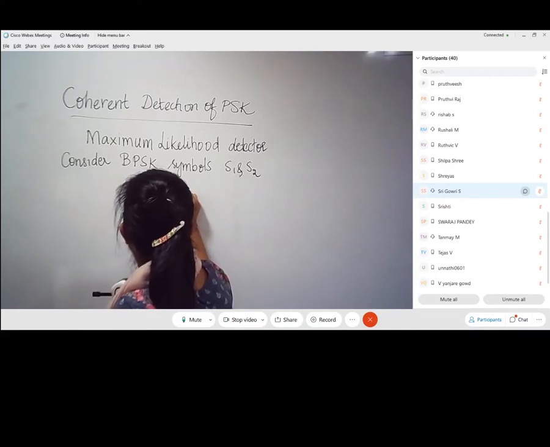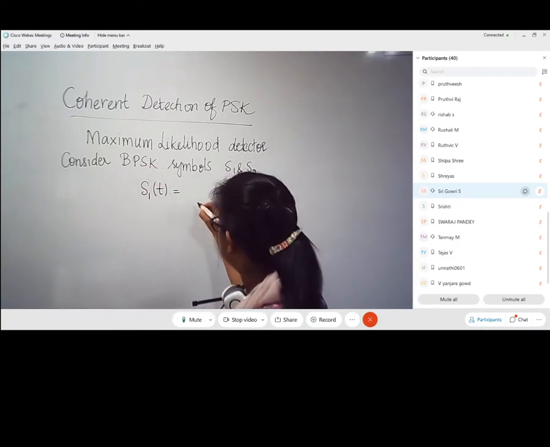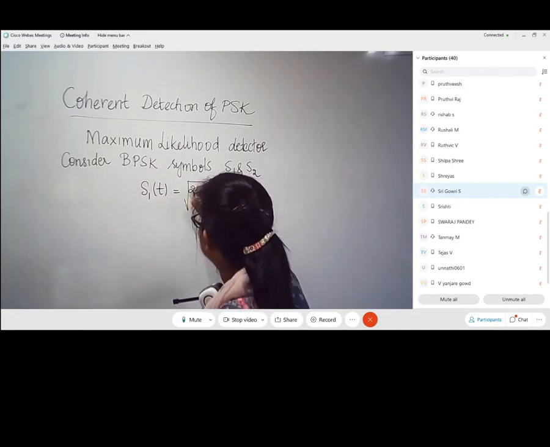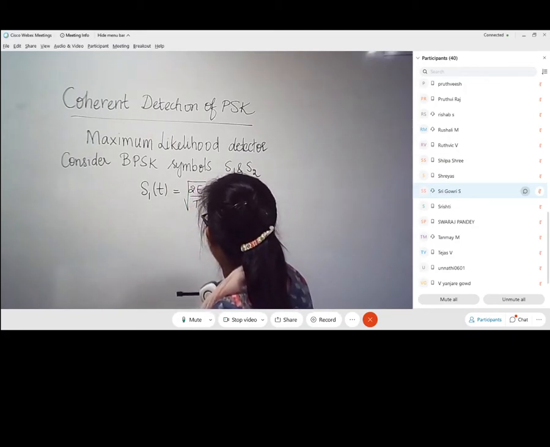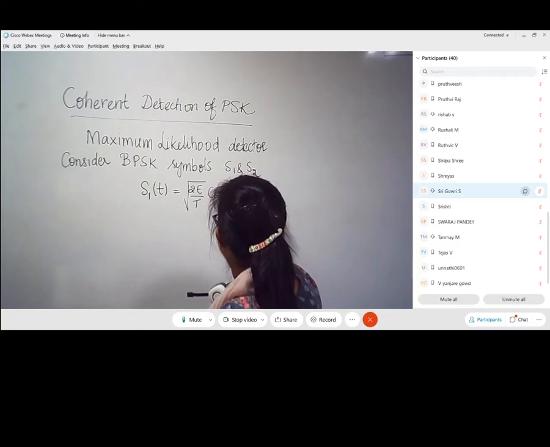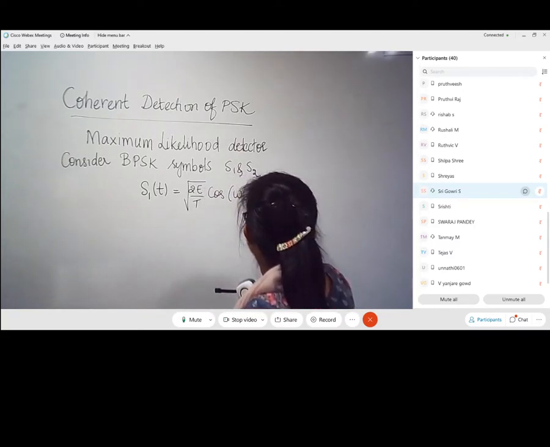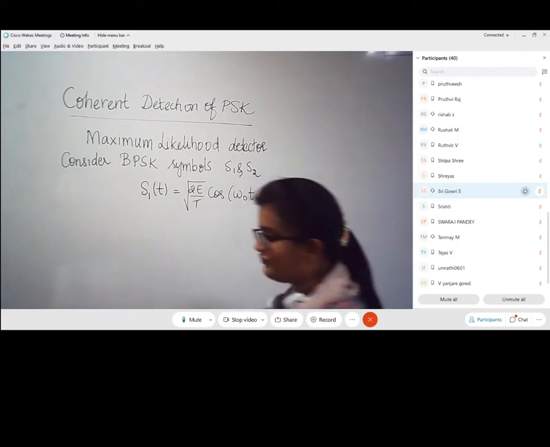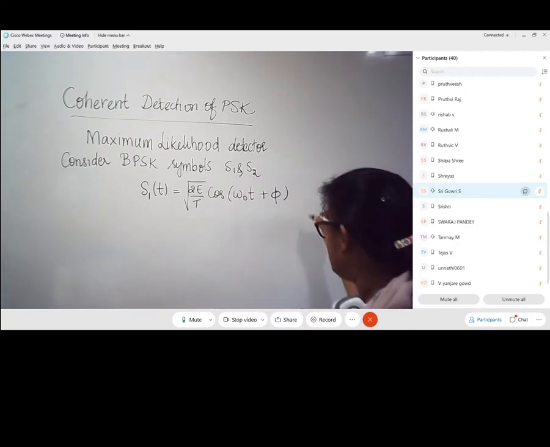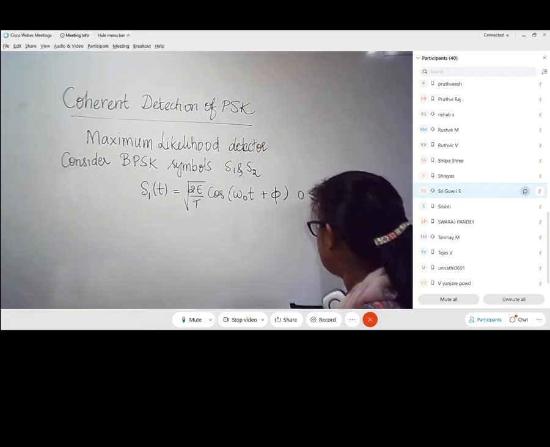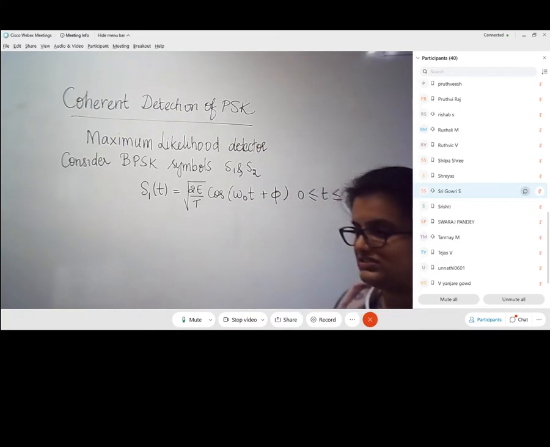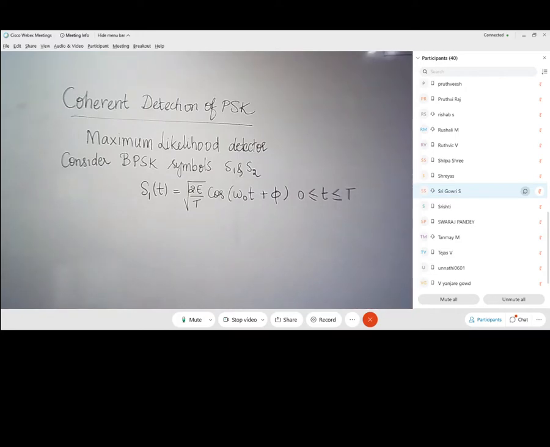The first symbol S1 can be written as, here in this case the amplitude is constant, so it is root 2E by T cos of omega naught t, the carrier of a particular frequency called omega naught, plus the initial phase of the carrier called phi. And this symbol is sent over the symbol period, 0 less than t less than or equal to capital T. So it is sent within one symbol duration.